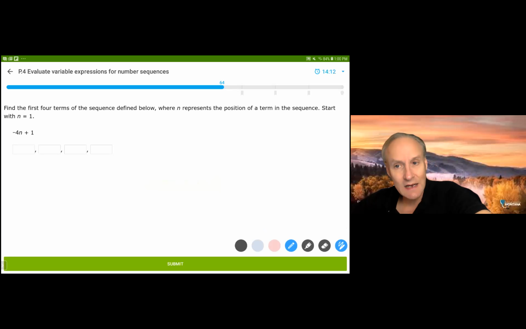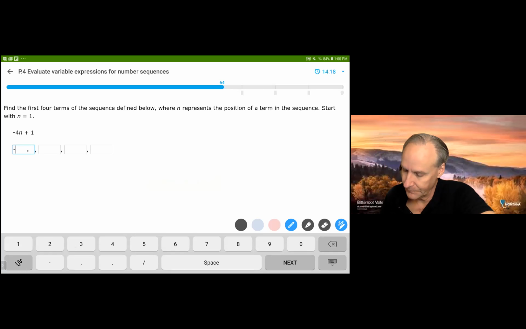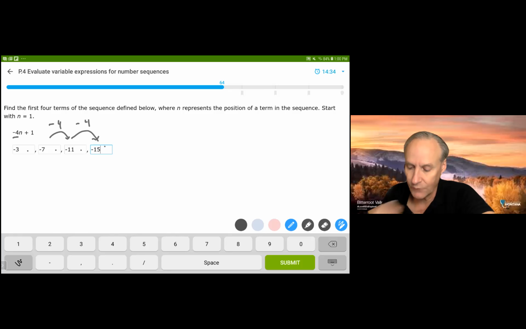So we're going to go down by 4 every time. And we're going to start with -3, aren't we? And then we're going to go down 4 to -7. And we're going to go down 4 to -11. We're going to go down 4 to -15. This is an arithmetic sequence where the y values are changing by -4. They're going down 4 every time. Hopefully that all makes sense to you.